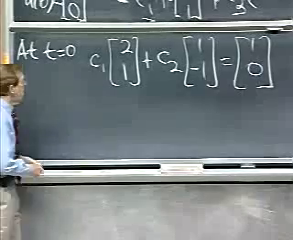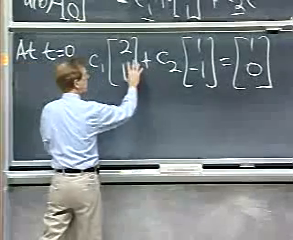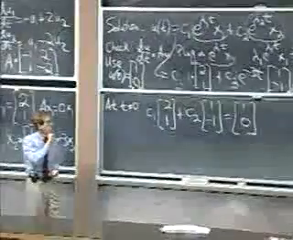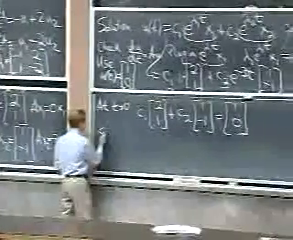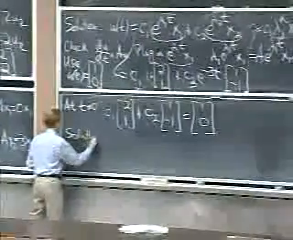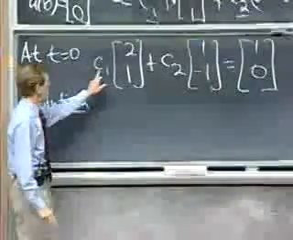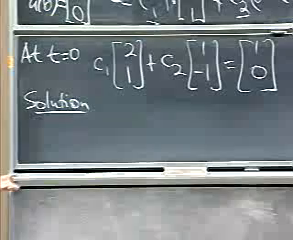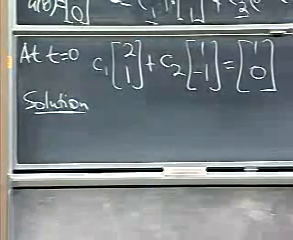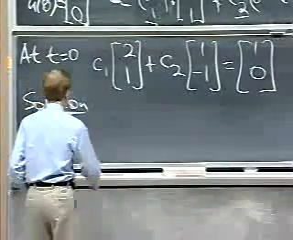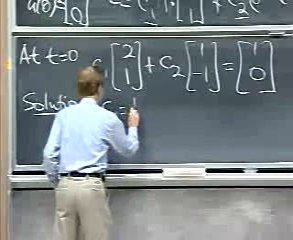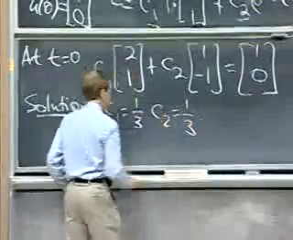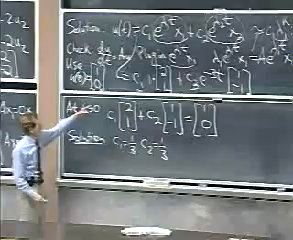Let's see. If these were both 1s, so I'm just adding, then I would get 3, 0. So what's the solution then? If C1 and C2 are both 1s, I get 3, 0. So I want like 1/3 of that, because I want to get 1, 0. So I think it's C1 equals 1/3, C2 equals 1/3. So finally, I have the answer.